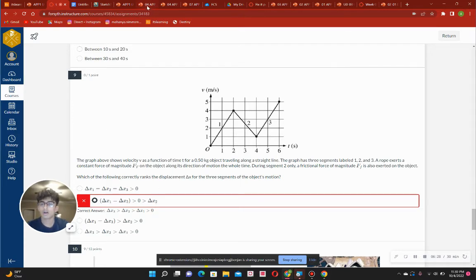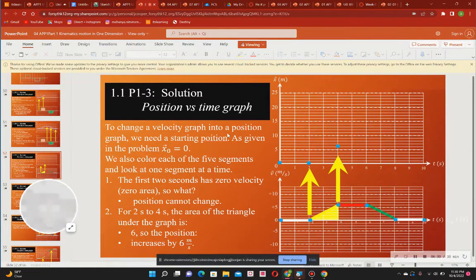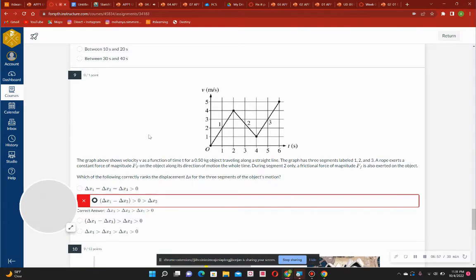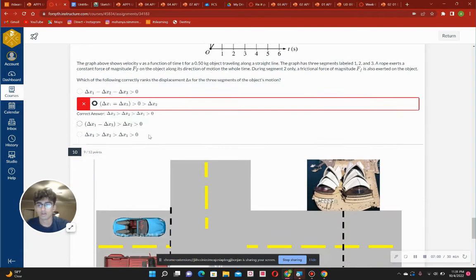And this was also taught in this lesson, where we learned that you would have to take the area, given a velocity versus time graph, of the segment to be able to determine the change in position or displacement. So that should have been done for this question, which I didn't do, and that's why I got it wrong.